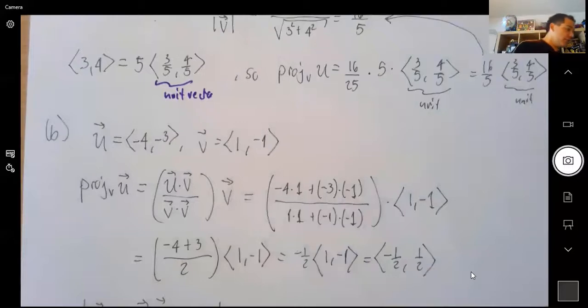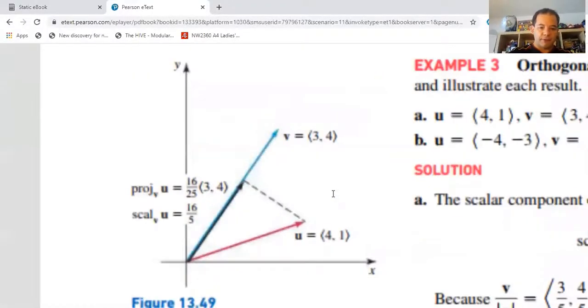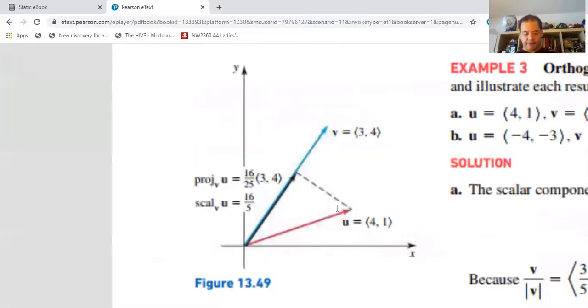So let me show you the pictures that correspond to this, and then we'll take some questions. So let's go to the book. This is the first one we did. We have the vector 4, 1 being projected onto the vector 3, 4. So the light is coming from this direction.